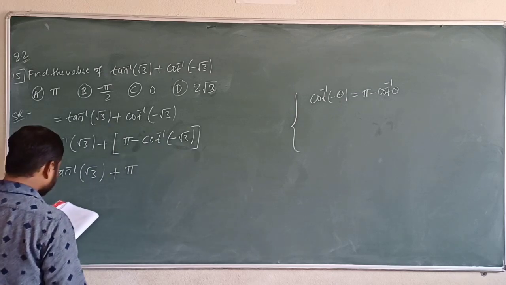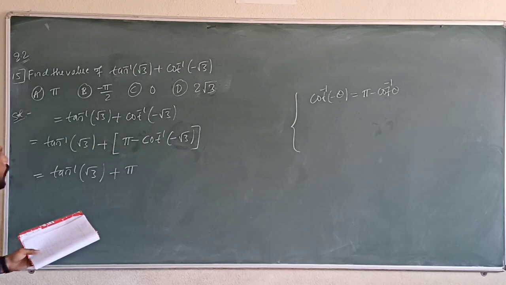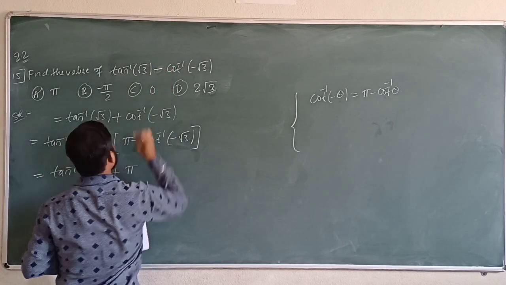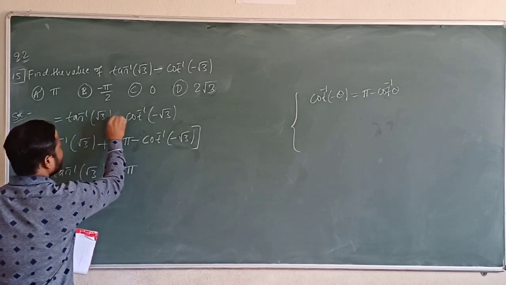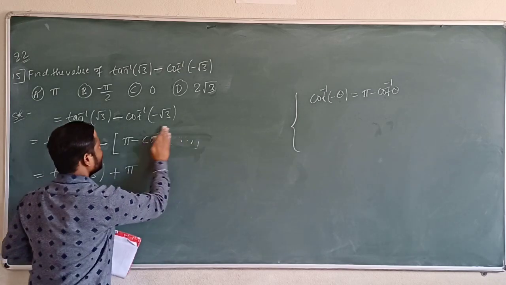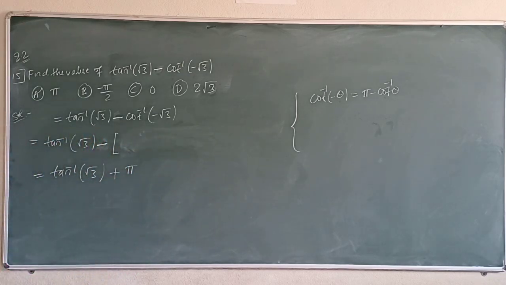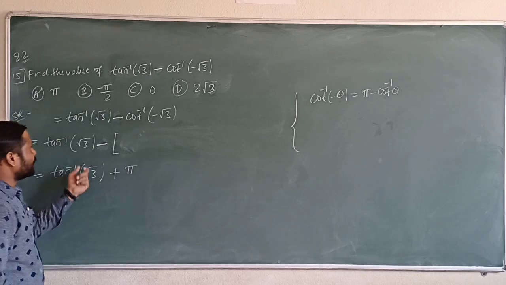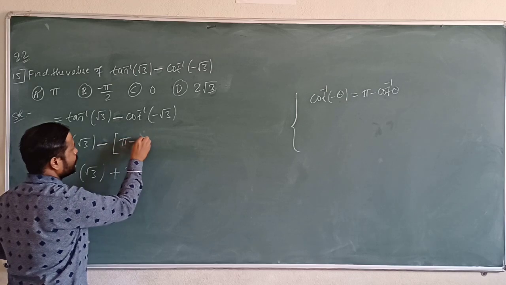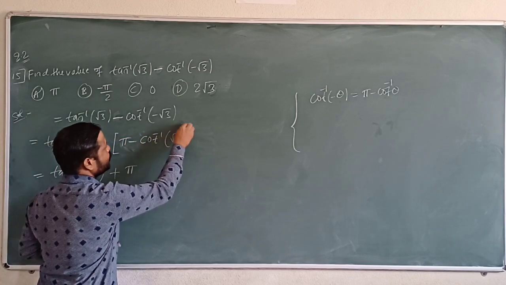Right, question number 15. Change the sign here. The tan inverse of root 3 and minus cot inverse of minus root 3 are given. It is not positive, take it as negative. Tan inverse of root 3 minus, applying the property, it becomes pi minus cot inverse of theta, meaning root 3.